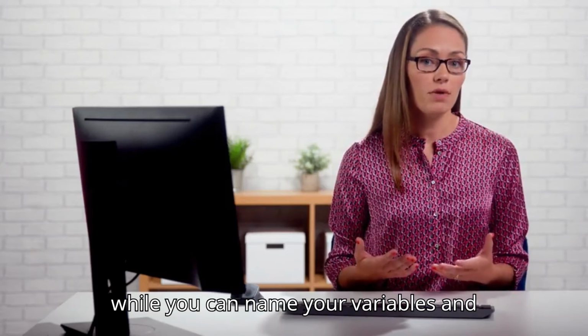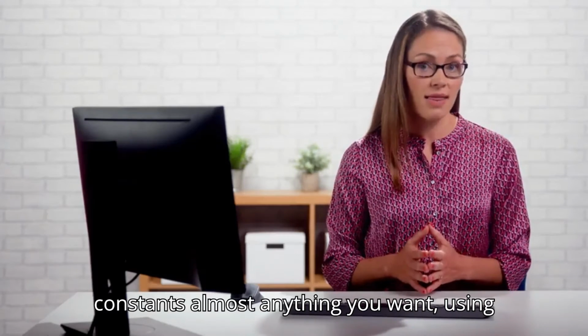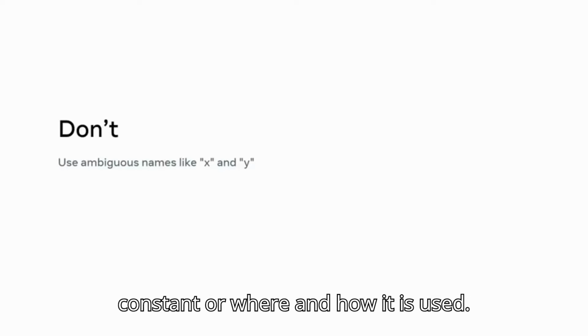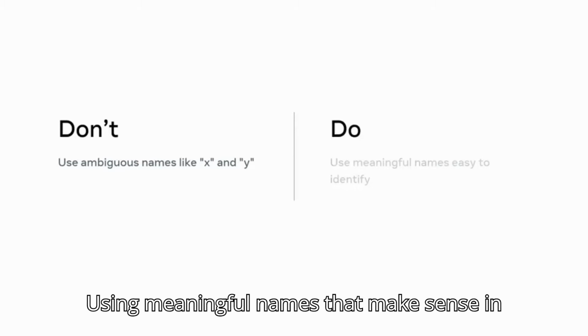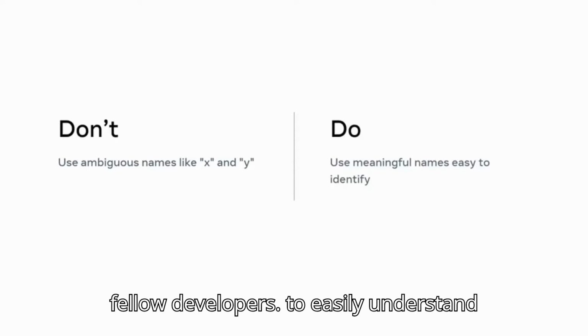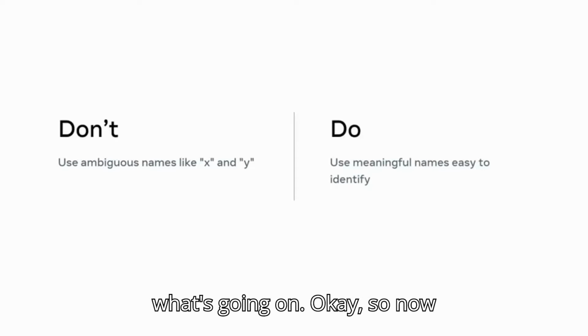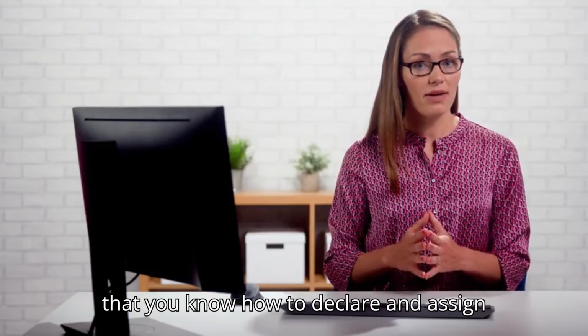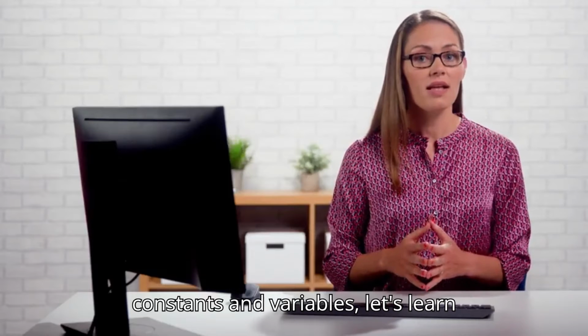And while you can name your variables and constants almost anything you want, using generic terms like x and y doesn't give any information about the variable or constant, or where and how it is used. Using meaningful names that make sense in the given context will allow you and your fellow developers to easily understand what's going on.